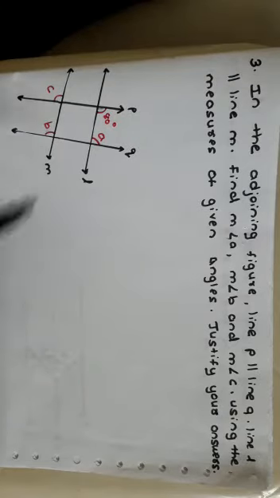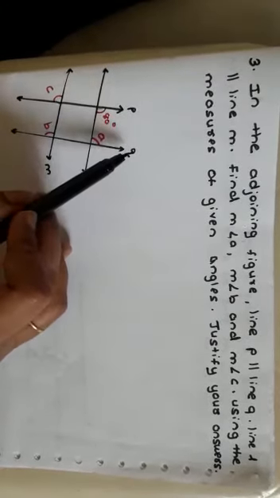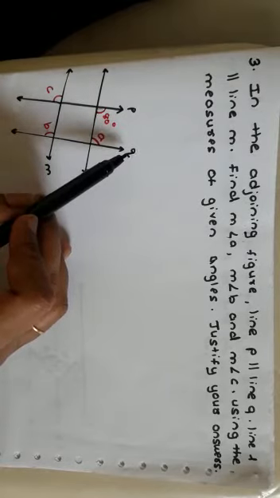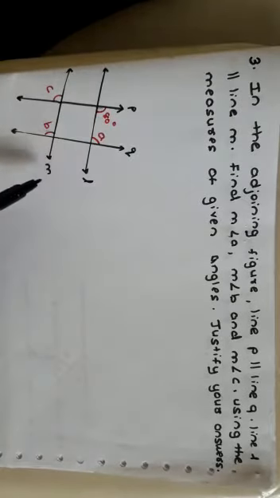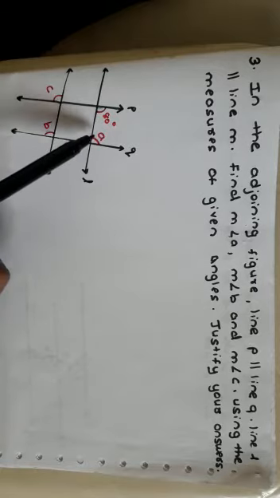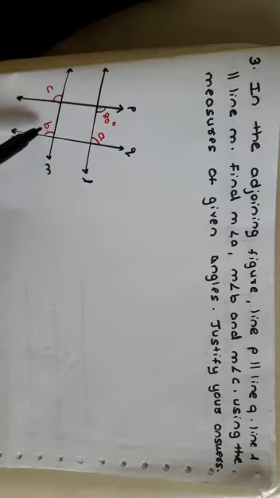In the figure, line P and line Q are parallel to each other. Line M and line L are parallel to each other. We have to find the measure of angle A, angle B and angle C with the measure given in the figure.